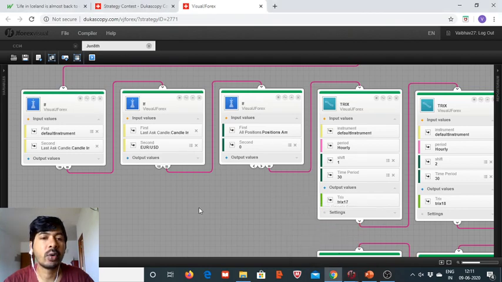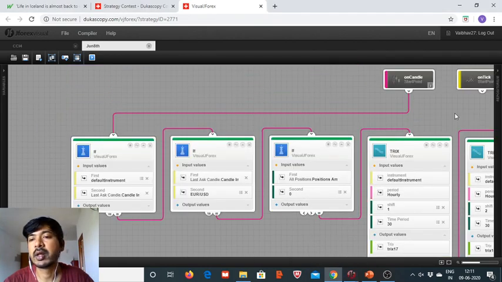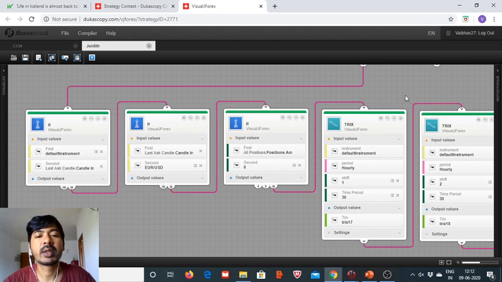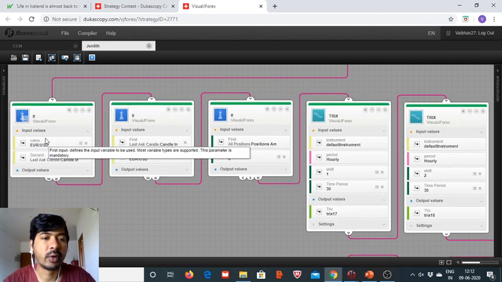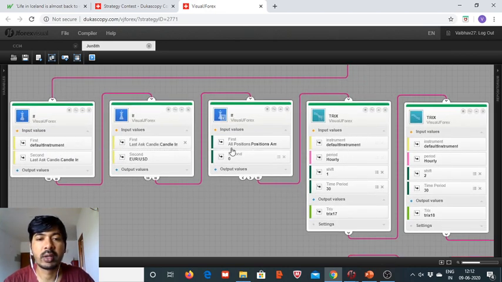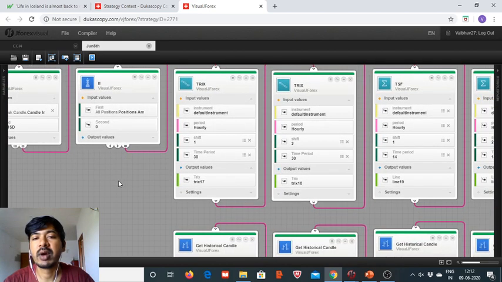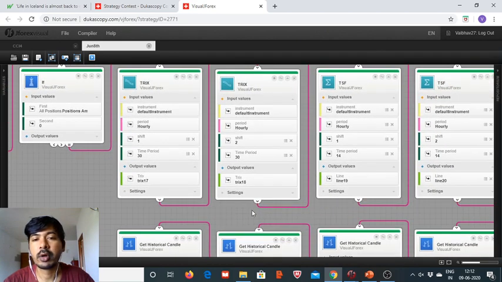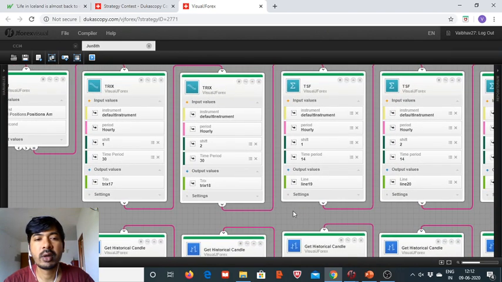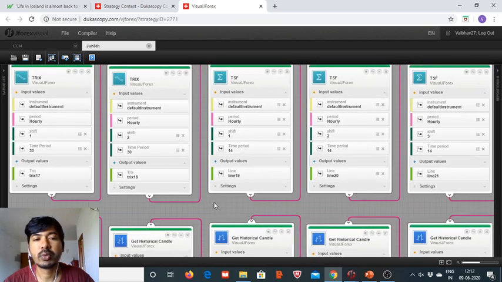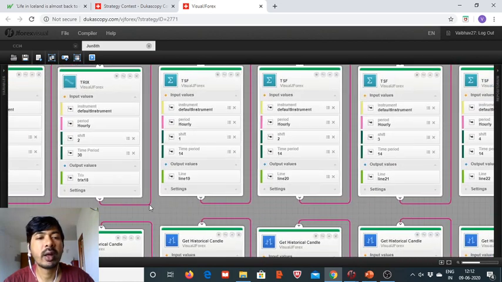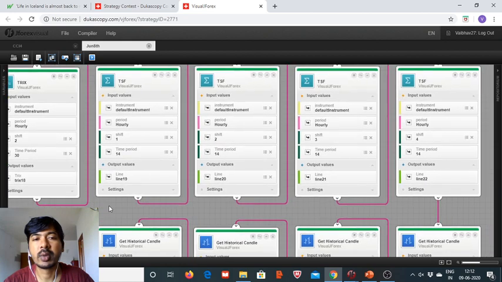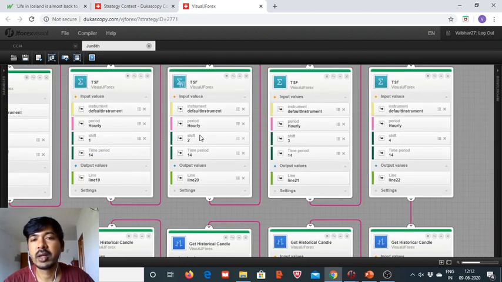So let us go on the chart to see what we have done so far. We have done instrument subscription for the EUR/USD. The default instrument is defined as EUR/USD. The position amount has been defined at 0. We got these TRIX values with shift 1 and shift 2 to do the comparison and determine the direction of the trend. Then we got this TSF series here.